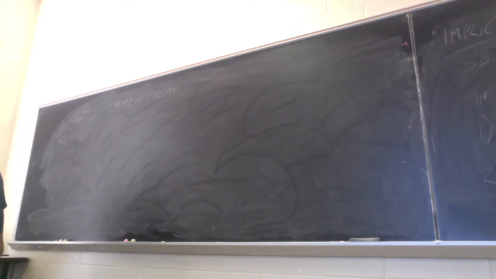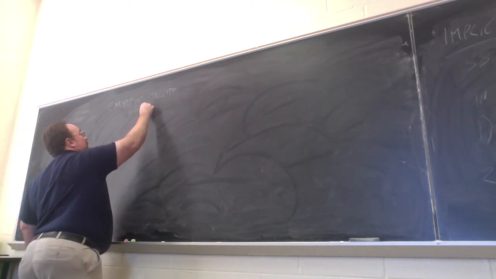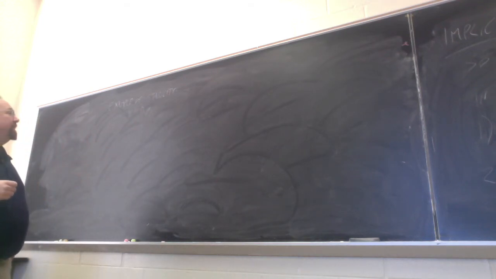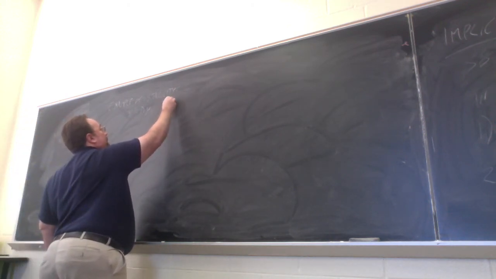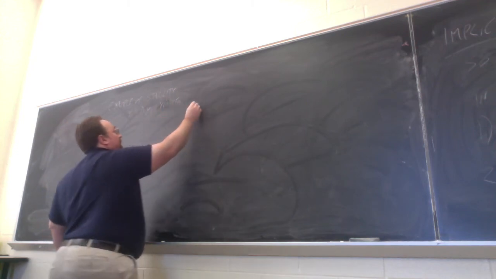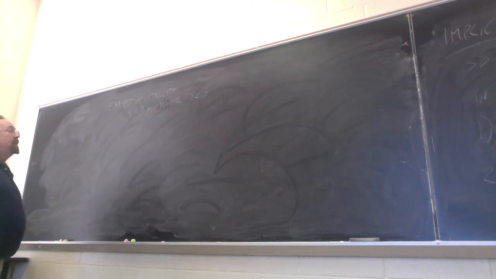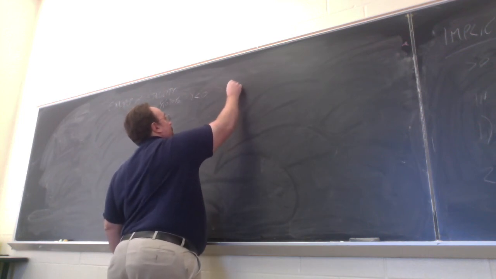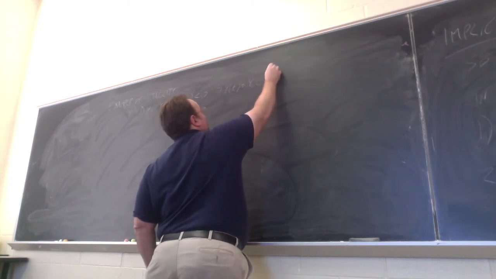So I'm going to focus on this very simple ODE. y prime is equal to lambda y, where lambda is just a constant, with some initial condition. And we're going to assume that lambda is negative. And we know what the exact solution is: e to the lambda t.